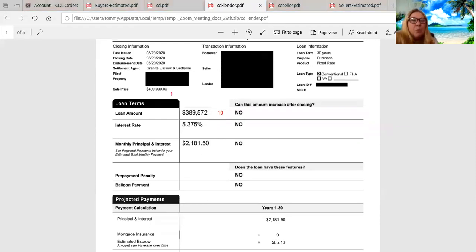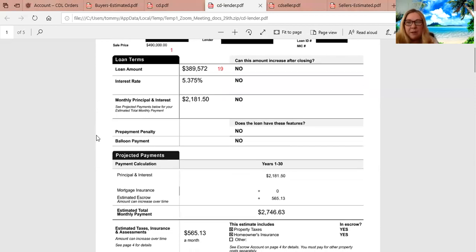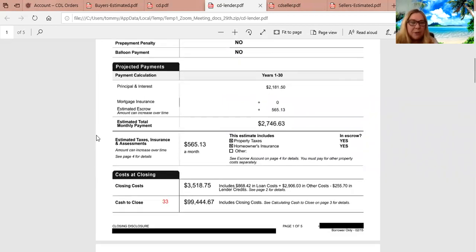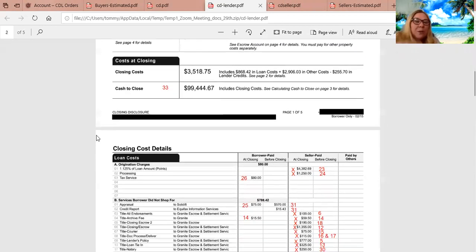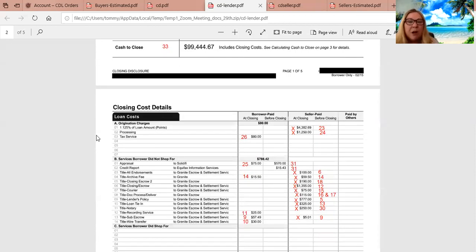What I did was, in red, you'll see those little red numbers, 1, 19, down a little further is 33. These coincide with numbers that are on our closing or our settlement statement, our estimated statement. So you can see that the numbers are all there. I'm going to just go through a couple of the basics, which of course number 1 is on that first page, and that of course is the sales price.